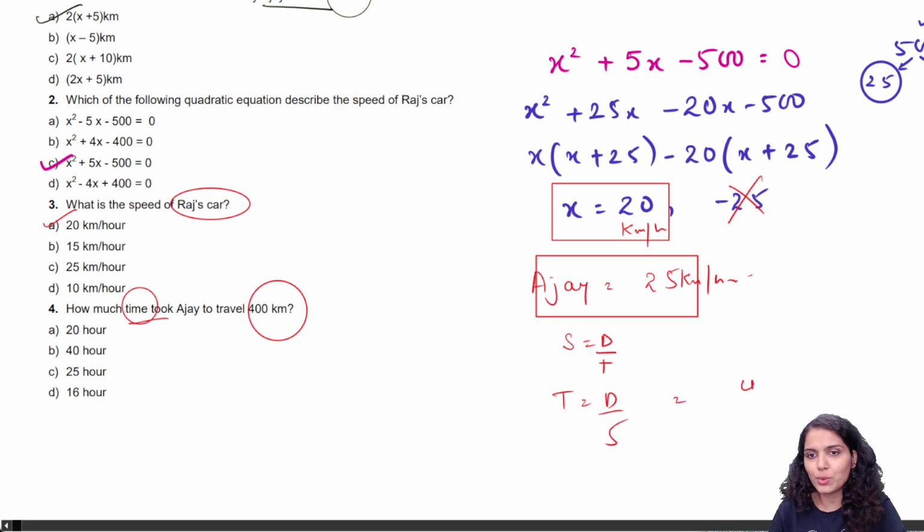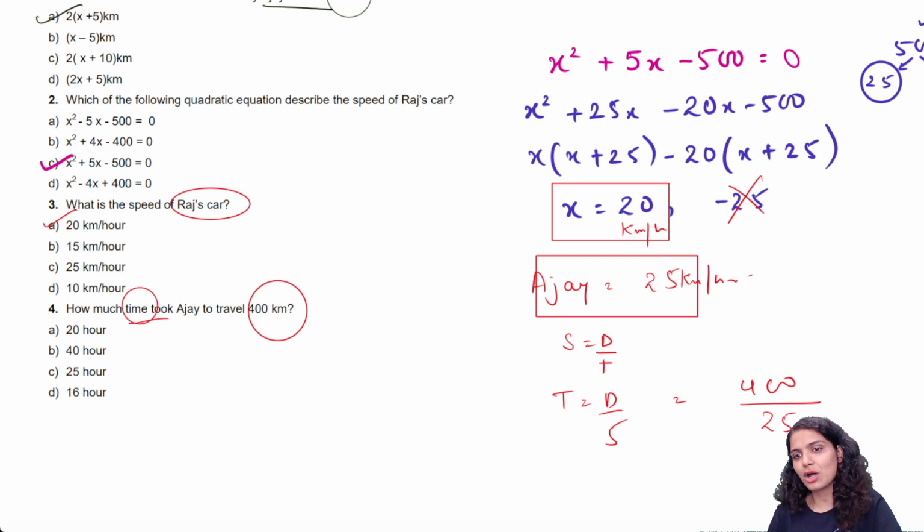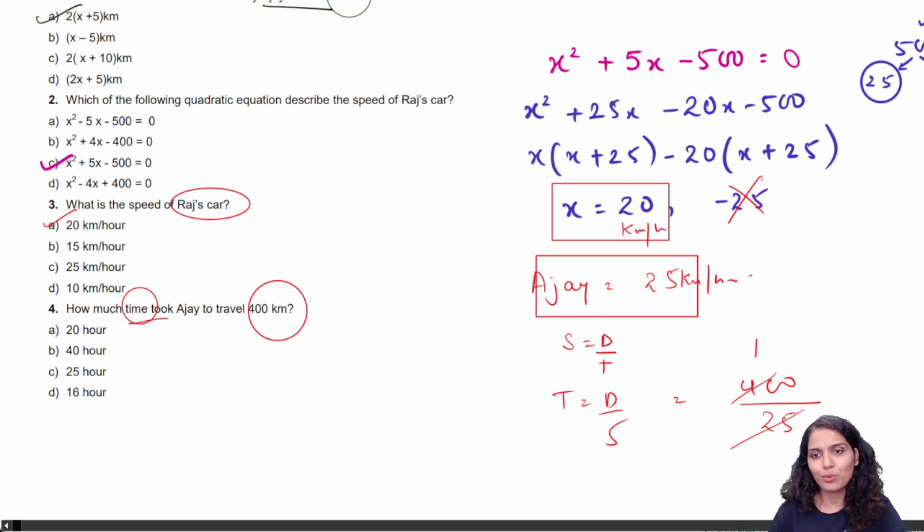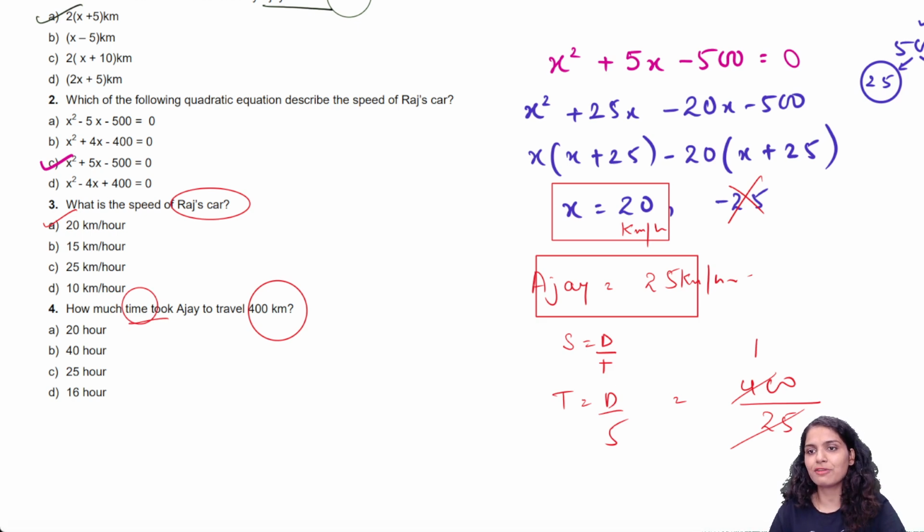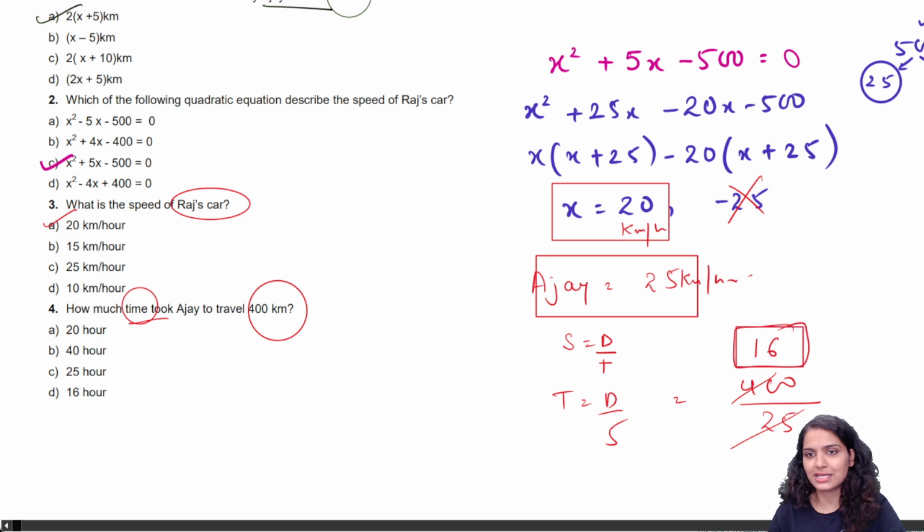And what we can do over here is 400, which is the distance, upon the speed, which is 25, right? Can we do that? Yes. And if you solve it, what will you get? Yes, it will be 400 upon 25, and if you solve it further, you will get 16 hours.